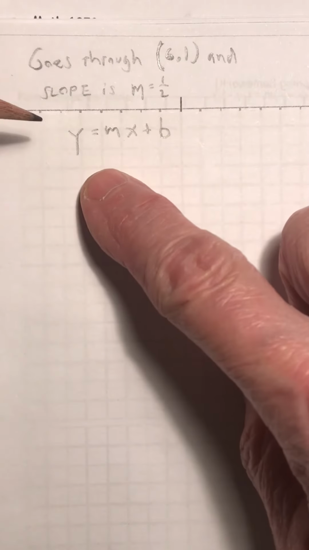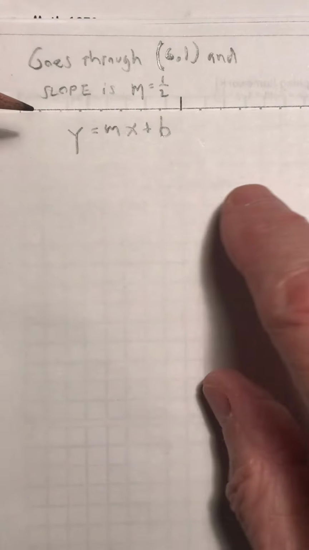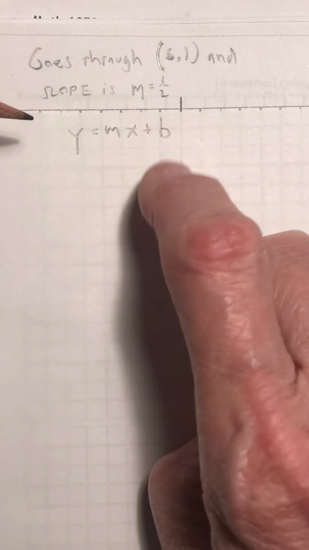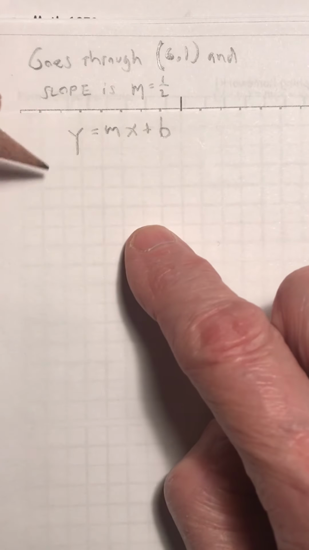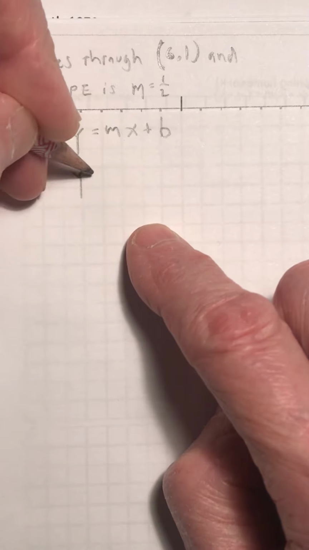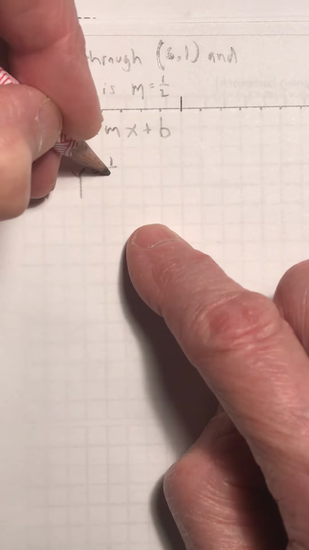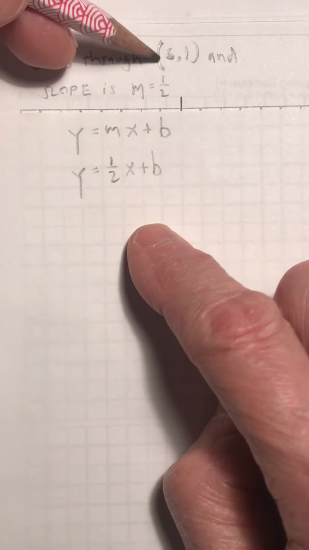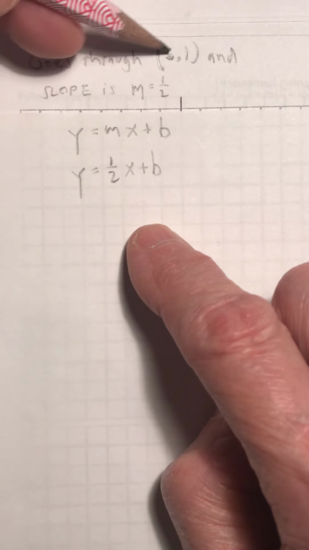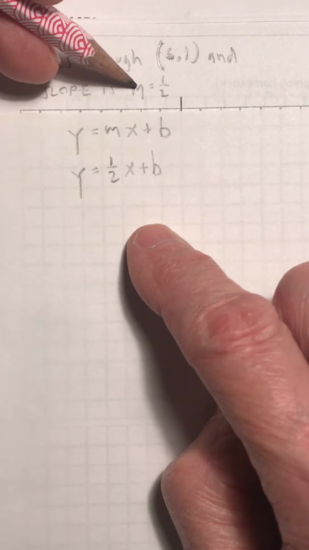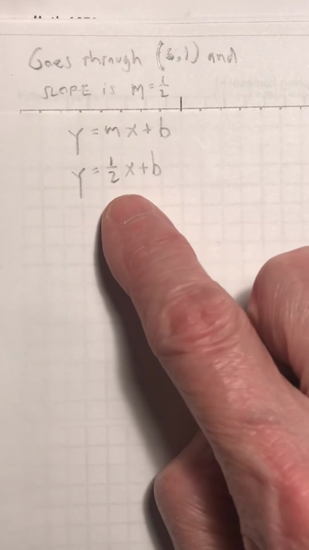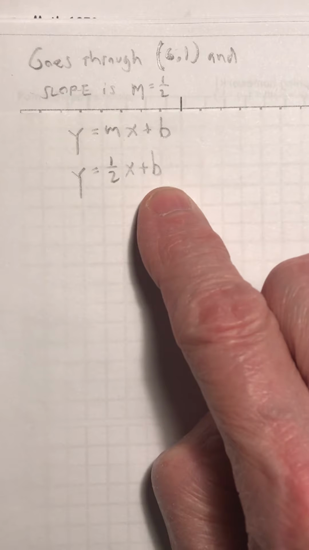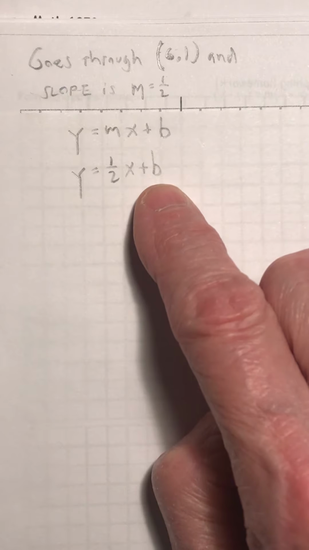So remember that the little m stands for slope. So we could actually say, hey, look, partial credit. If I just put that slope in there, it says the slope is 1/2. It goes through the point 6, 1, 6 for x, 1 for y, and the slope equals 1/2. So, hey, I got partial credit. Now, the thing to do to get the full credit is find the number for b.